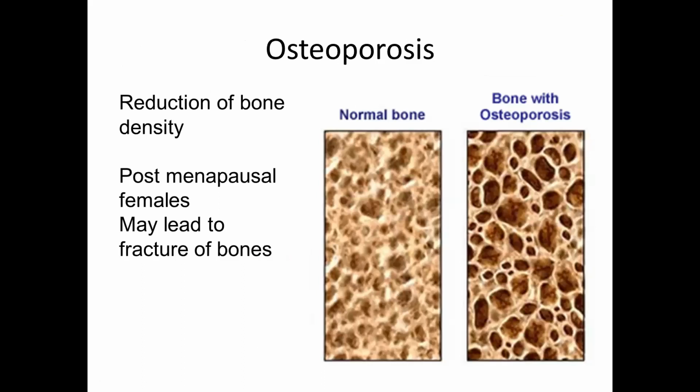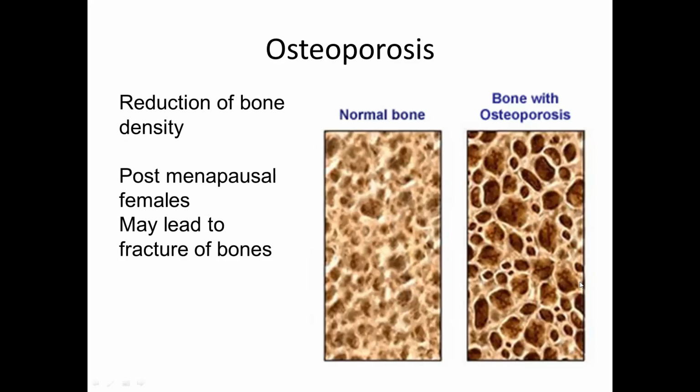Now let us look at some diseases which happen to the bone, what we call osteoporosis, which is extremely common. This is reduction of bone density. This occurs in postmenopausal females and can lead to fracture of bones. In a normal bone, there are gaps like this for the marrow, but in osteoporosis, these gaps are much larger. So this is reduction of bone density.